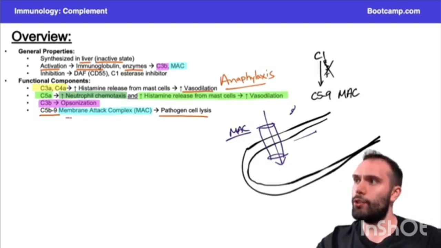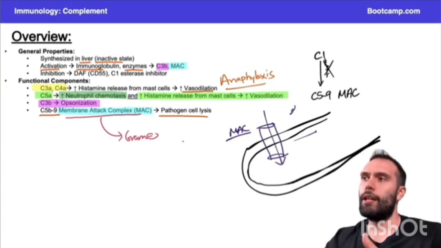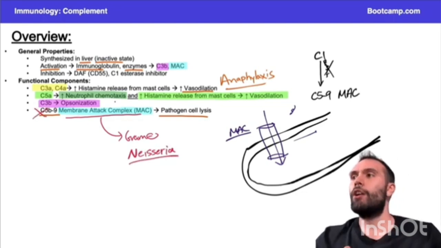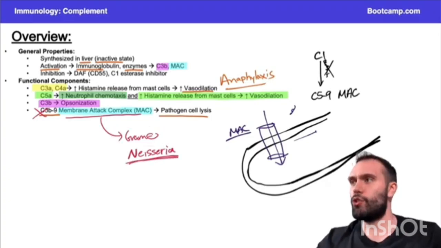Where this is particularly useful in general is against gram-negative bacteria. This has to do with the cell structure, the cell wall, which is going to be covered more in the microbiology section. But in general, gram-negative bacteria are destroyed much more readily with the membrane attack complex, particularly Neisseria species. This is going to come into play when we talk about terminal complement deficiencies. For example, if you can't form this membrane attack complex, you're going to have a really hard time controlling gram-negative infections, particularly Neisseria infections. So we'll touch on that in the next video. And the last thing that we glossed over a little bit is inhibition with complement, right?